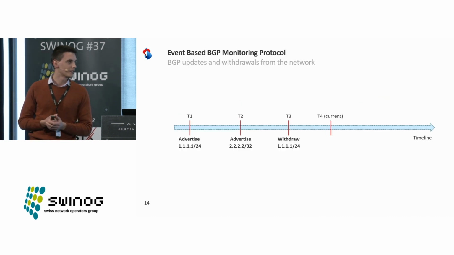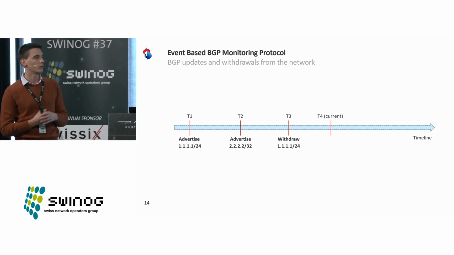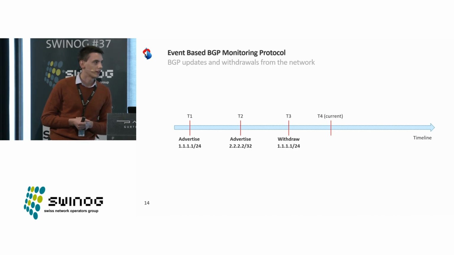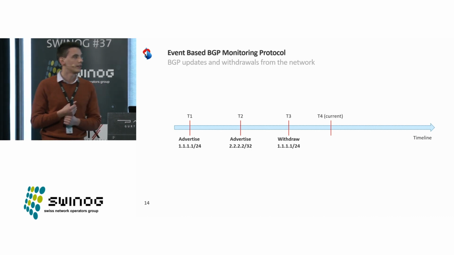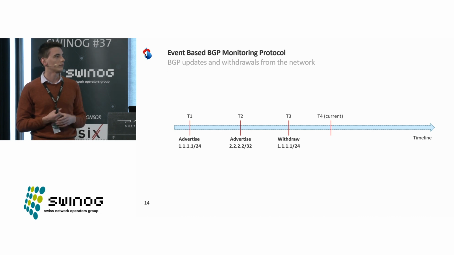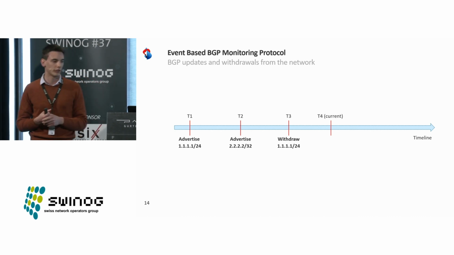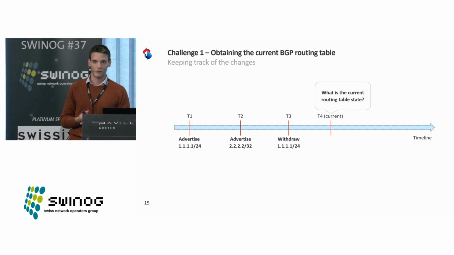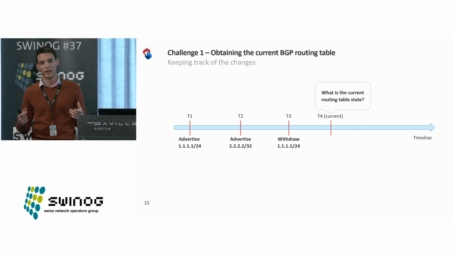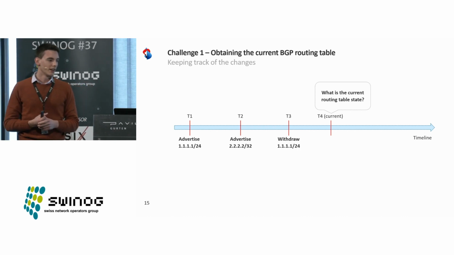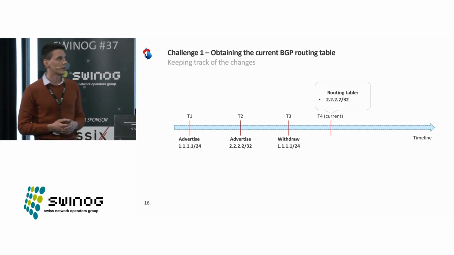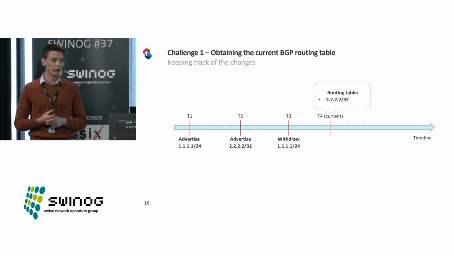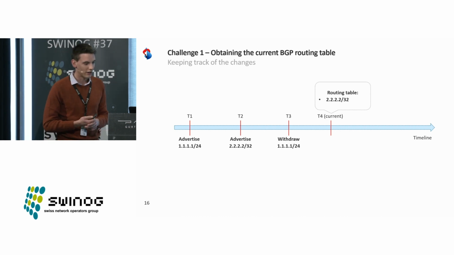Here you can see a timeline with 4 T's, where T is the time. At T1, we advertise prefix 1. At T2, we advertise prefix 2. And at T3, we withdraw the first prefix. Now at T4, we ask what can seem a simple question: what is the current routing table state? Well, in this case, it's obvious. It's 2.2.2.2, easy.